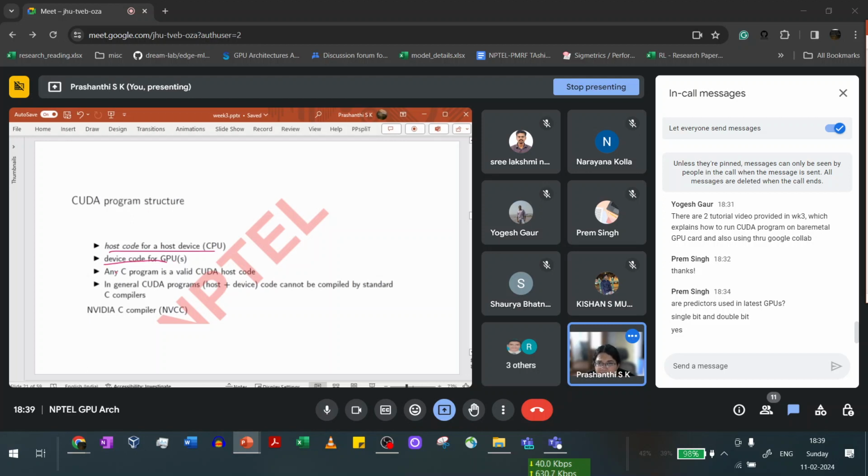Any C program that you take is a valid CUDA host code because it can run on the CPU. And CUDA programs, which typically have some device code, cannot be compiled by your standard C compiler. They also need NVCC, or the NVIDIA C compiler, to handle the CUDA part of it.